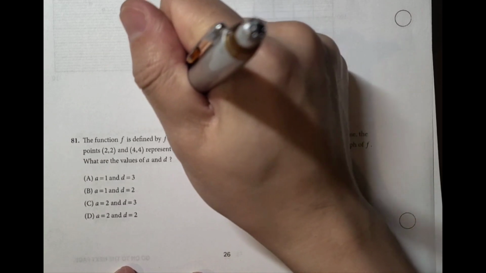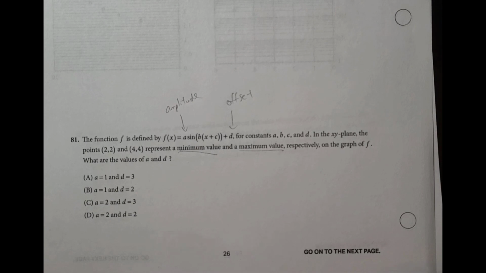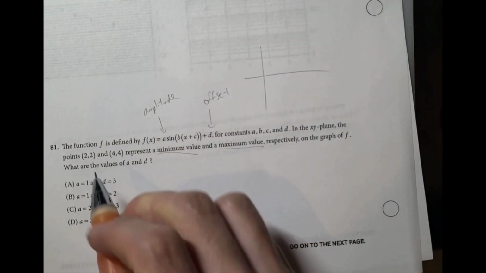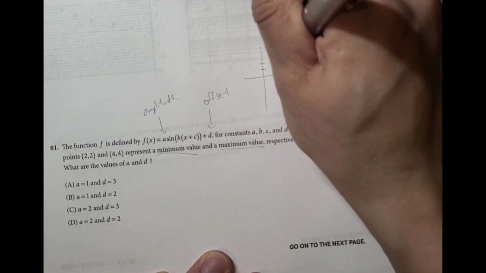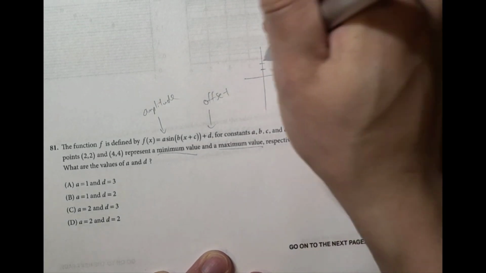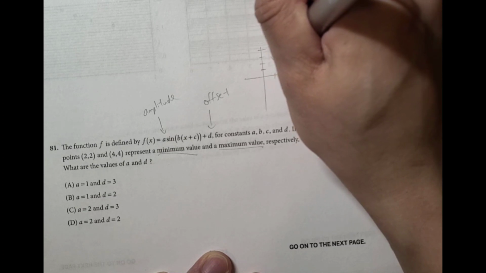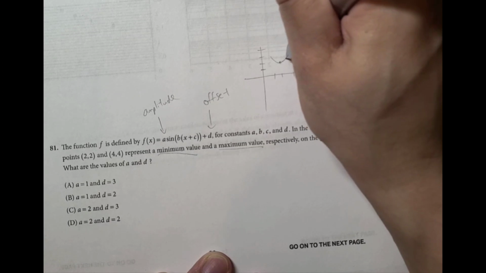So hopefully, even in the previous problem, I hinted, a would be the amplitude, and d is the offset, or the vertical shift, basically. Vertical, yeah, shift up or down. Okay, so we can even sketch it. If (2, 2) is the min, okay, and (4, 4) is the max, so it should look something like this. This is a sinusoid.